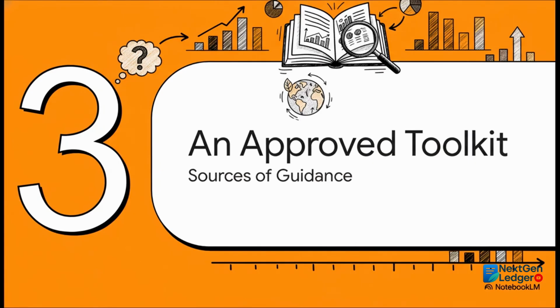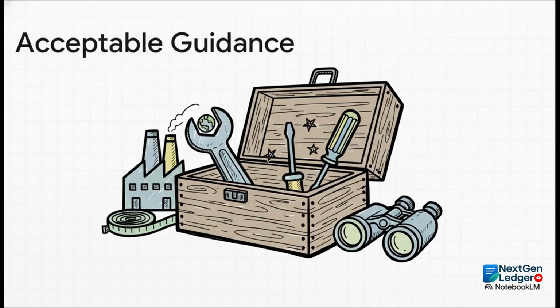Okay, on to Section 3, an approved toolkit. This is the practical side of things. Let's look at where you actually find this information. So, Appendix C lays out a really clear list of approved sources. Think of it as a toolkit for reporters. You've got the GRI standards, the European Sustainability Reporting Standards, or ESRS, and you can even look at what your peers are doing. The one big rule, they can't conflict with the main IFRS standards.